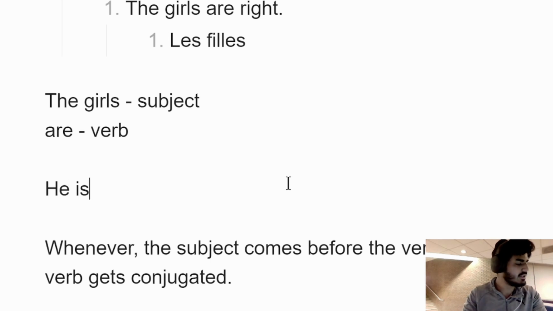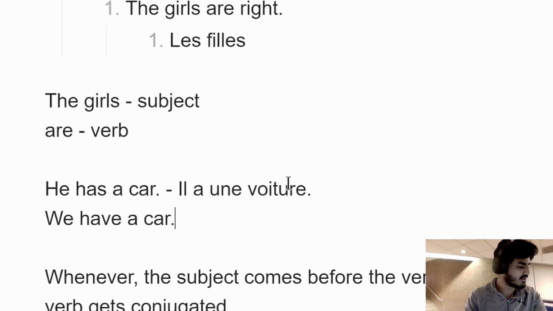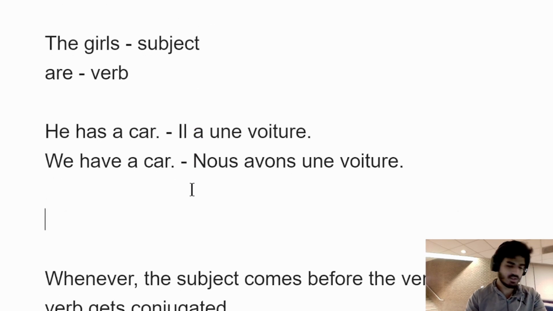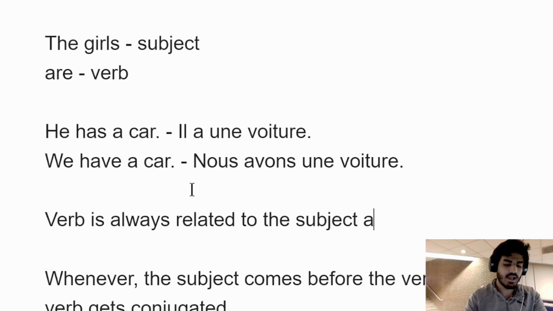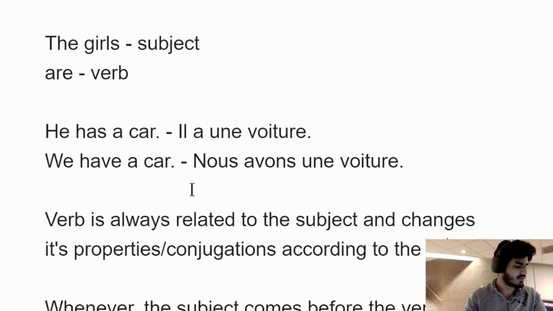Conjugation means that the verb changes its properties, adjusting to different subjects. For example, he has a car, I'll say il a une voiture. We have a car: nous avons une voiture. See how avoir changes its properties according to the subject. So the verb is always related to the subject and changes its conjugations according to the subject.